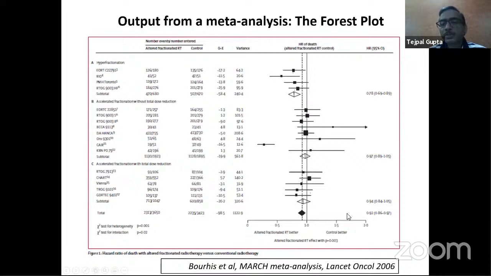So the point estimate here is 0.92. So the hazard of dying is reduced by 8%. The relative risk is reduced by 8% with altered fractionation radiotherapy compared to conventionally fractionated radiotherapy, and that is statistically significant. The p-value, the chi-square test for interaction, is 0.02, and as you can see, this does not straddle the line of unity.